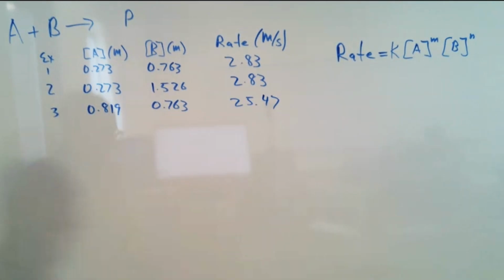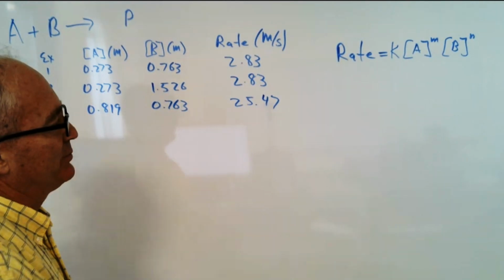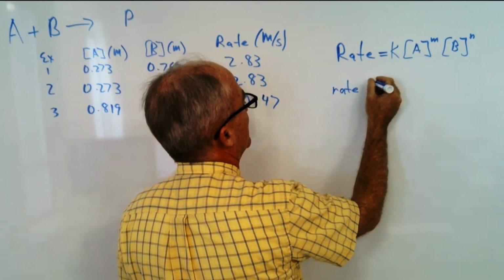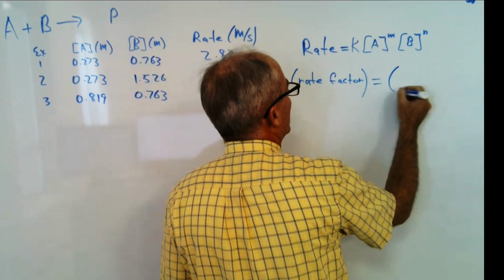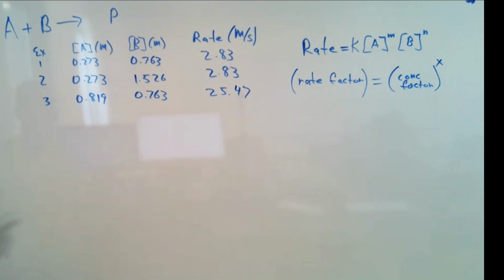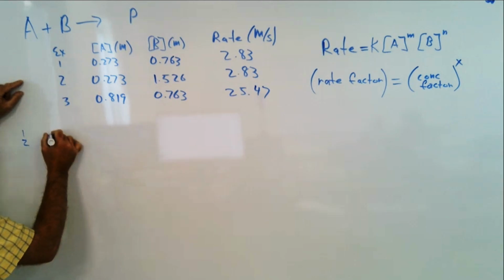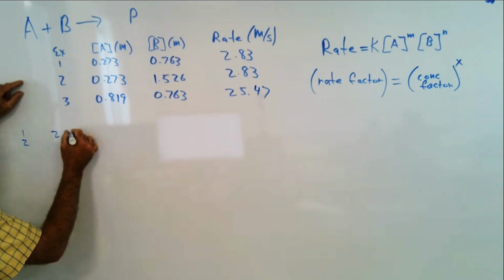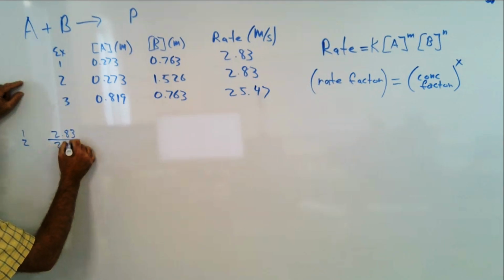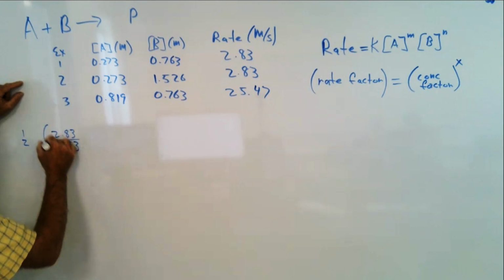And we can probably do this by just looking at what's going on, but maybe it will help us to visualize possibly another way to do things. I like to come up with this thing called the rate factor is equal to a concentration factor raised to some power. So let's just do that. We're going to look at experiments. So my rate factor is 2.83 moles per second divided by 2.83 moles per second.